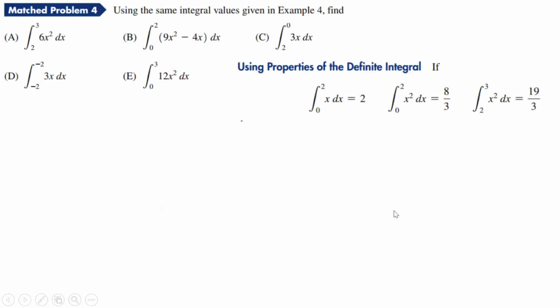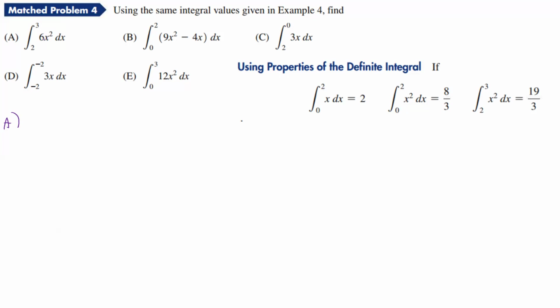All right, and that's how we're going to do these 5 problems. We're basically using these integrals. The integral from 0 to 2 of f dx is equal to 2. From 0 to 2 of x squared dx, that's 8/3. And from 2 to 3 of x squared dx, that's 19/3. So what we're going to do is plug in what we know.